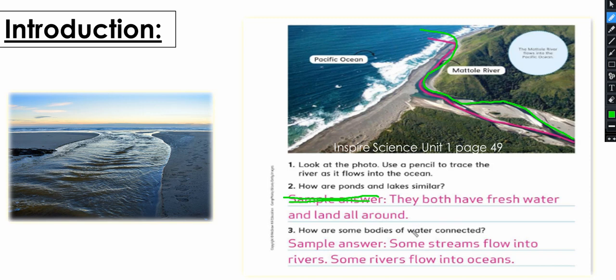Question 3 says, how are some bodies of water connected? Connected means how do they connect with each other? So we can say that some streams flow into rivers, some rivers flow into oceans. We're going to go through the meaning of streams, which are also flowing bodies of fresh water, but they are smaller than rivers. So the streams merge or flow into rivers, and then the rivers will flow into oceans.